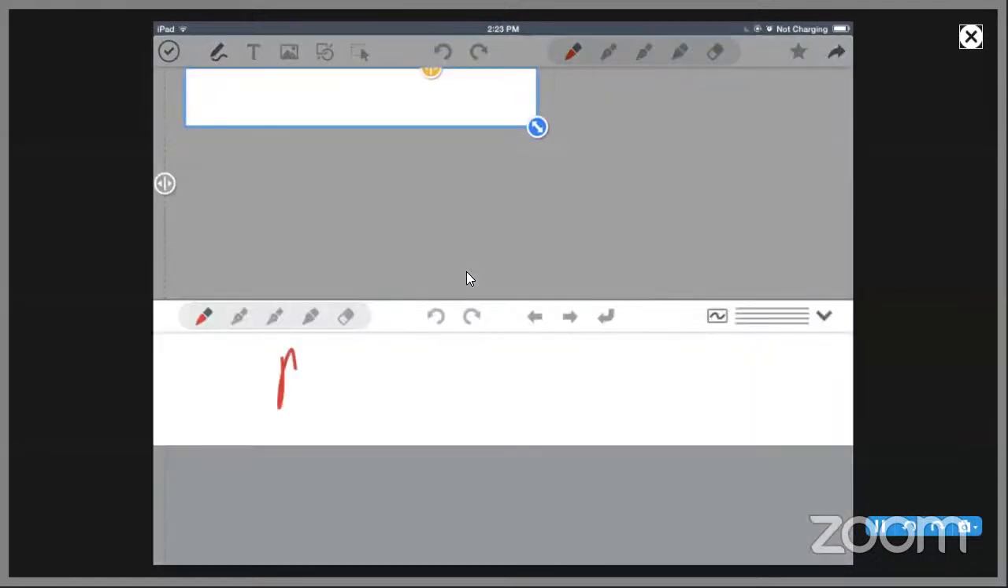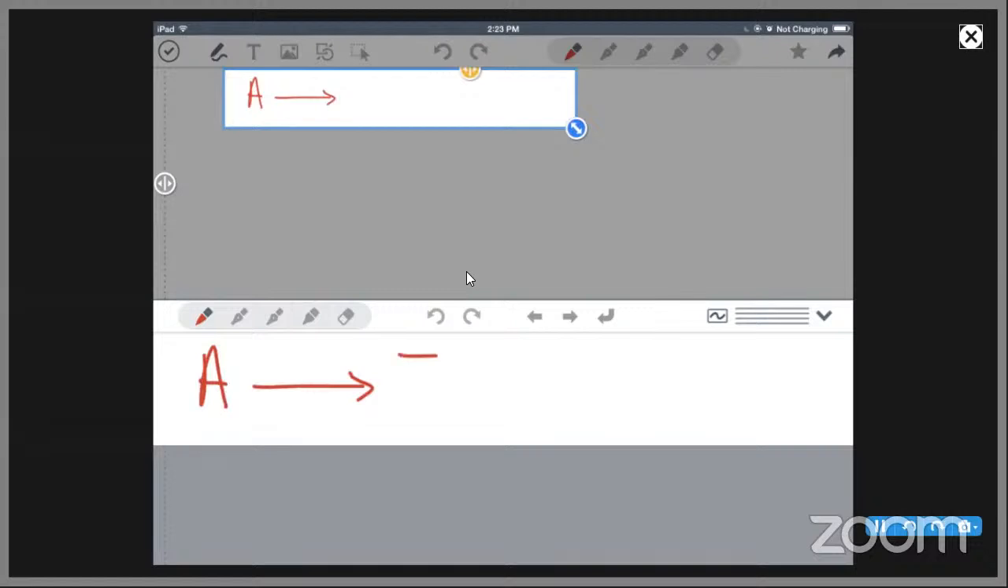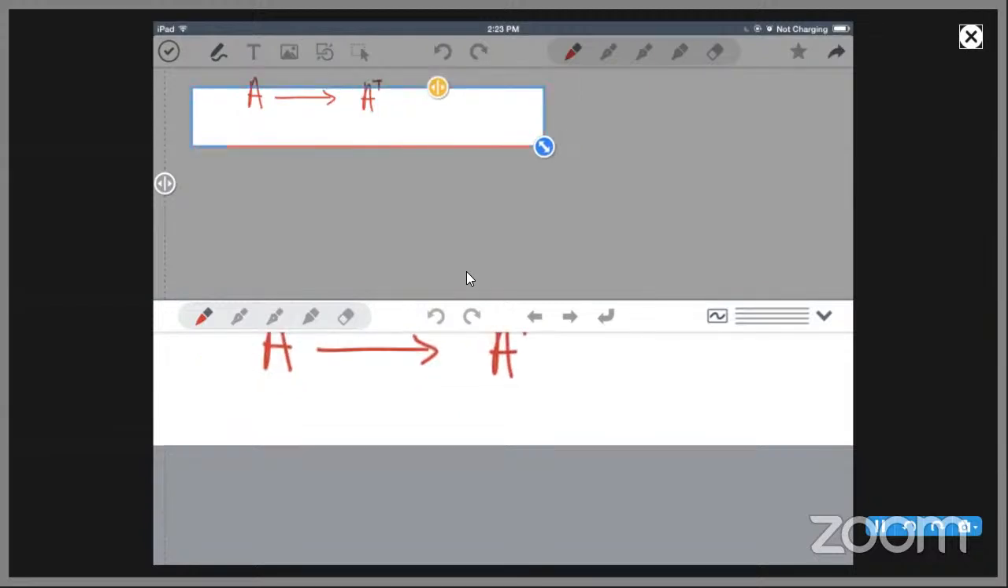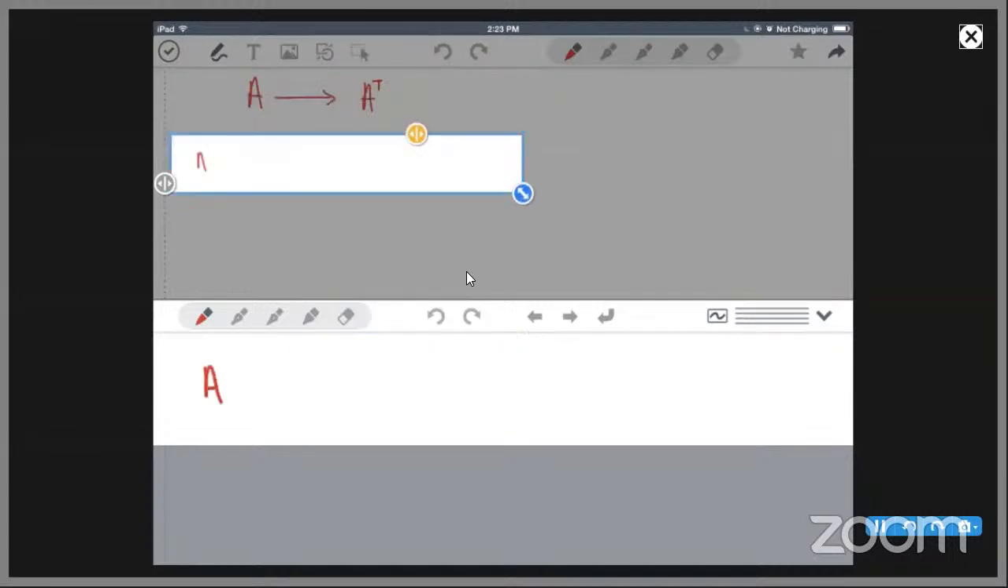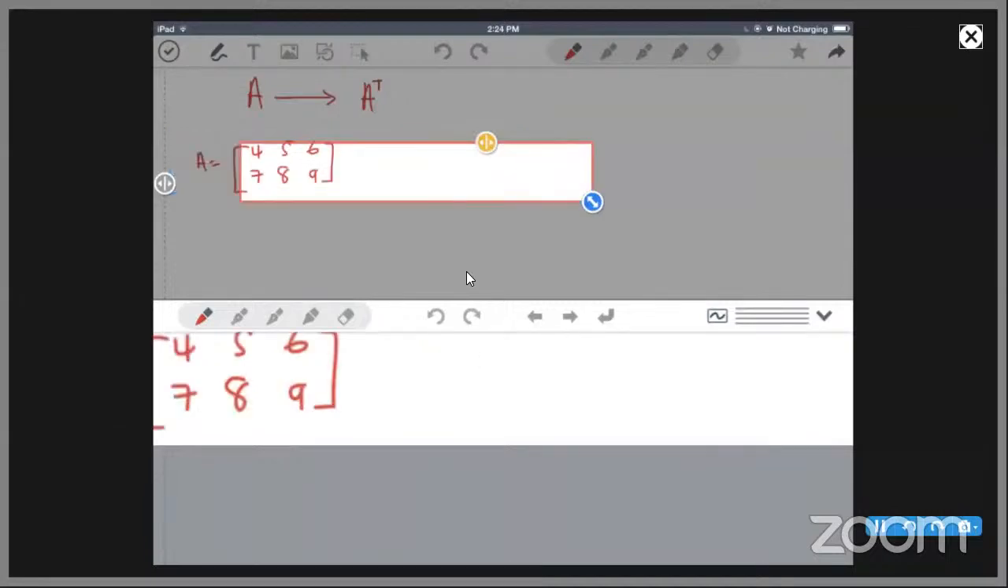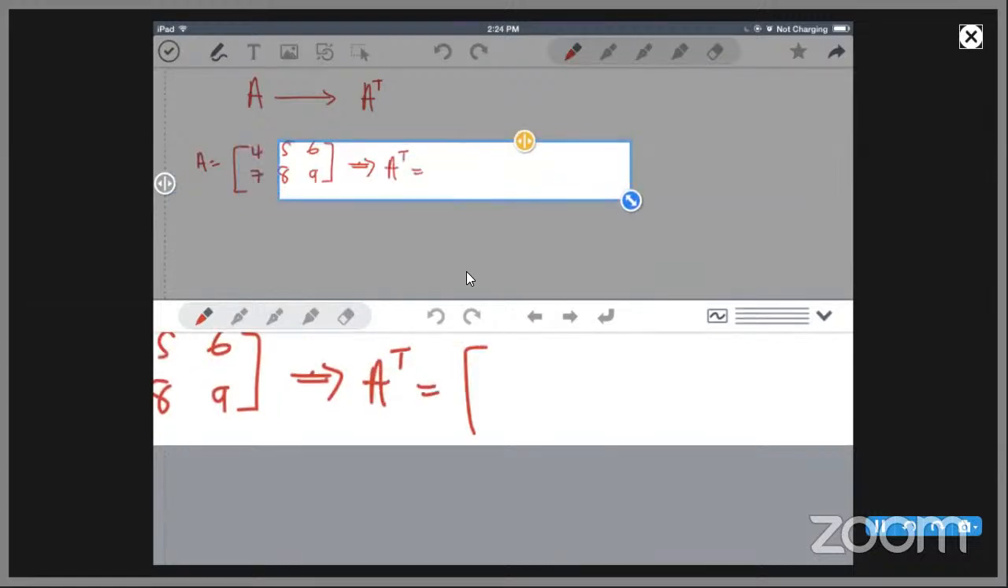So if I give you a matrix A, you can perform an operation which you call transposing, to get A transpose. The transpose of a matrix is just you make the rows into the columns. So if I give you a matrix A, which is 4, 5, 6, 7, 8, 9, you can take the transpose of it. It doesn't have to be a square matrix. If I take the row and make it into a column, and then 7, 8, 9. So this is the transpose.